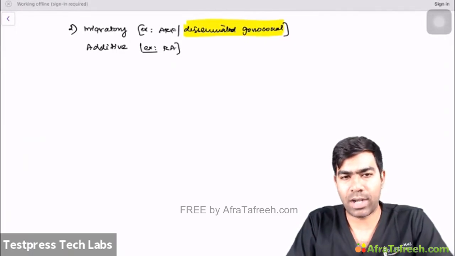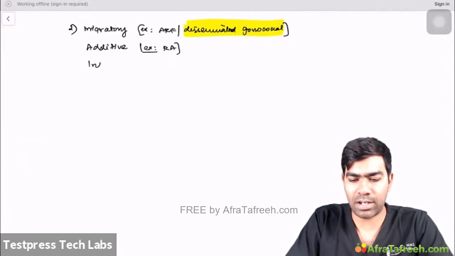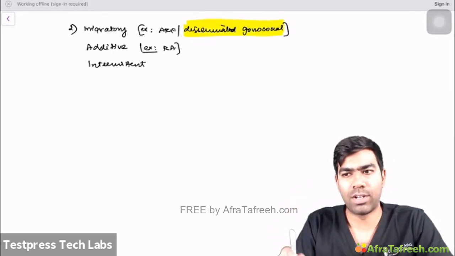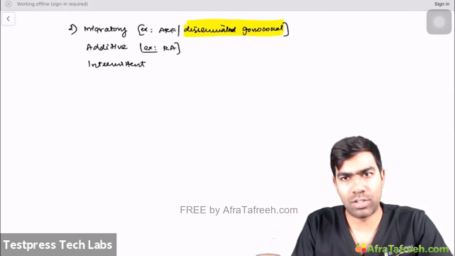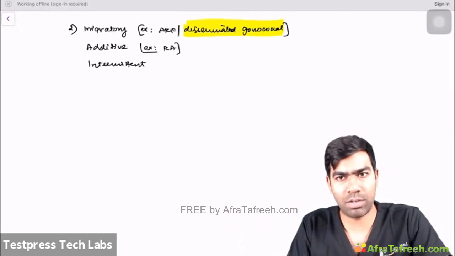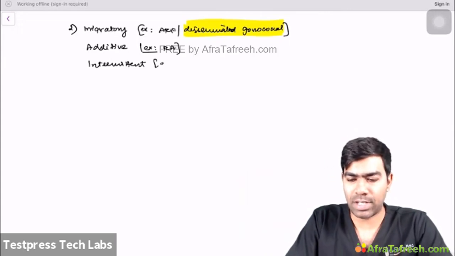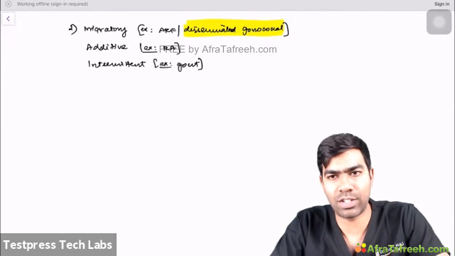After the additive pattern, we have something called an intermittent pattern. Here one joint will be involved, it will cause arthritis, and resolve. After some time, again the same joint will be involved. So this pattern is what we refer to as an intermittent pattern. The best example for intermittent pattern of arthritis is gouty arthritis, of the first metatarsophalangeal joint.